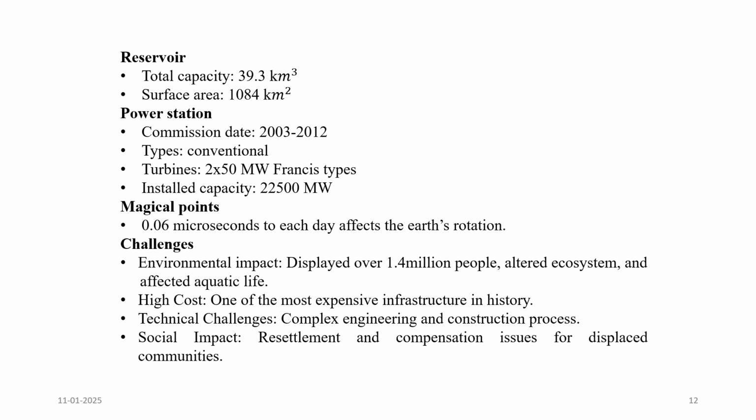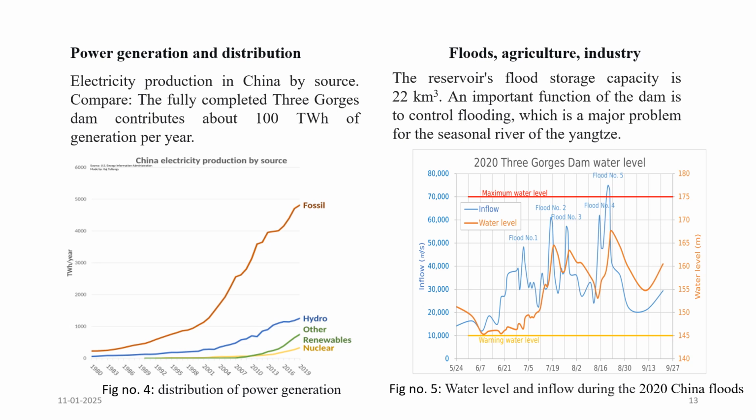Now move on to the next slide. Also discuss Three Gorges Dam flood, agriculture, industries, and also discuss power generation and distribution. First point is power generation and distribution. Electricity produced in China by source compared. The fully completed Three Gorges Dam contributed about 100 terawatt hours of generation per year.